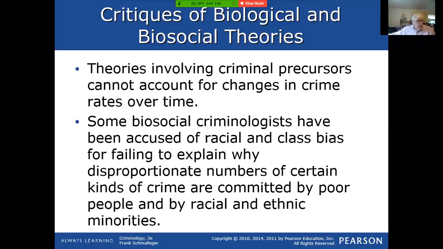Another critique is that some biosocial criminologists have been accused of racial and class bias because they couldn't explain why disproportionate numbers of certain types of crime are committed by poor people and by racial and ethnic minorities. So you're saying, hey, you guys are racist or you're biased against class because you're not able to suggest why more people of this race or that race commit these types of crimes. Why can't you explain that?